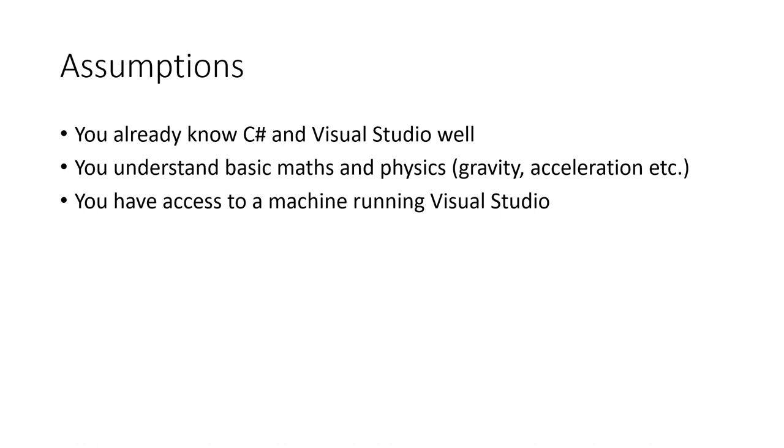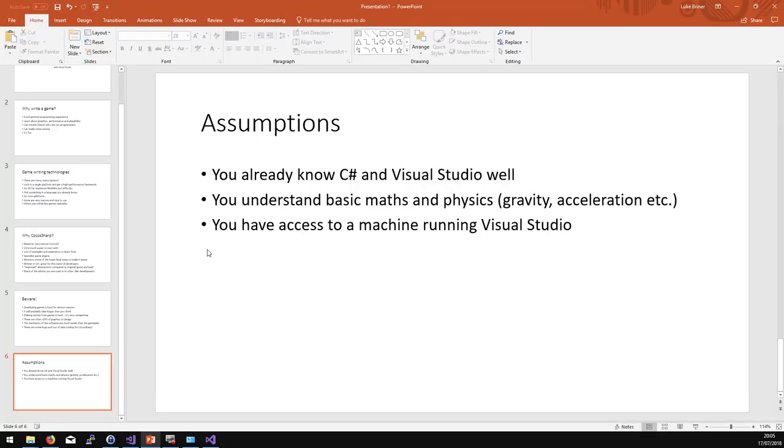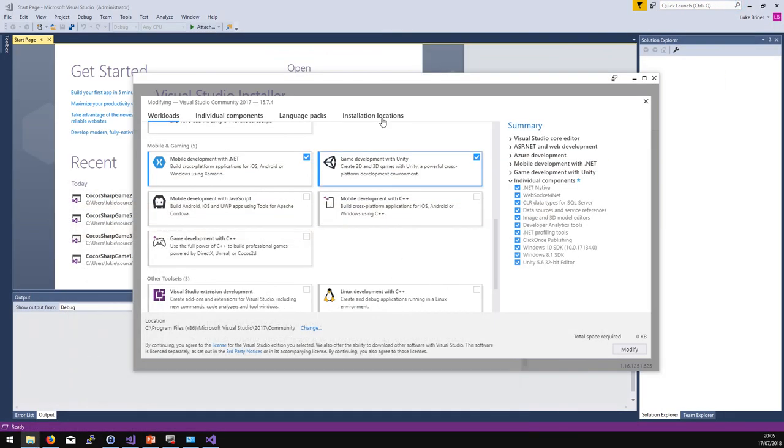I also understand that you have some basic understanding of maths and physics. So you think gravity might be relevant. You might not have it in your game, but in some of the examples, we might see gravity in play. We might see the idea of acceleration. So when something moves, it doesn't go from zero to maximum speed immediately. It might speed up slowly. That's acceleration. So you don't need to know much about it, but just understand what those things are. So when we talk about it, hopefully the code will make sense. And obviously you're going to need access to a machine running Visual Studio, which possibly goes without saying. So let's have a look.